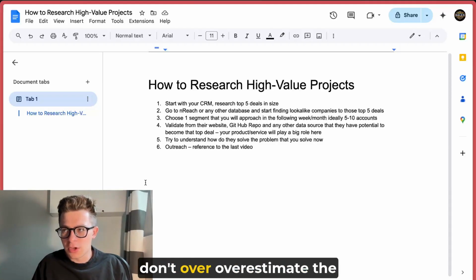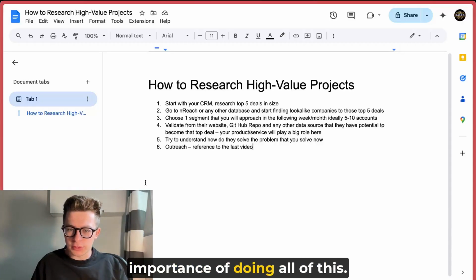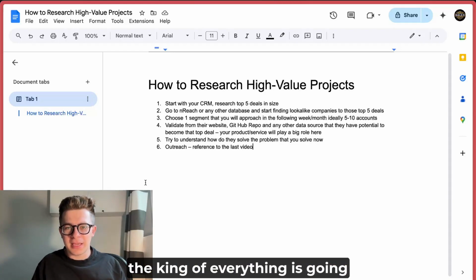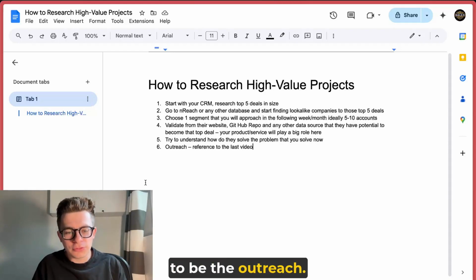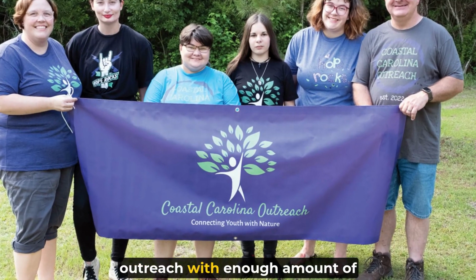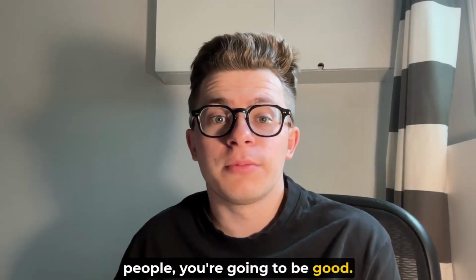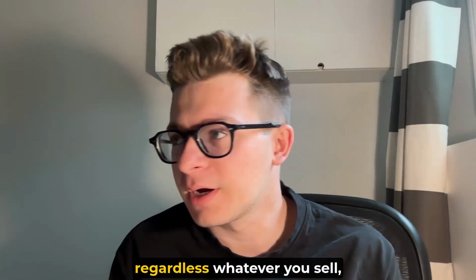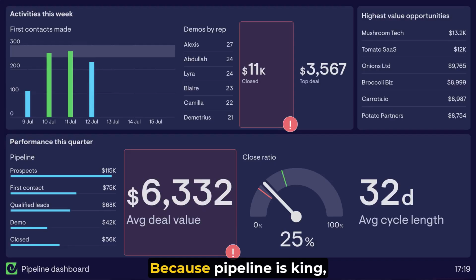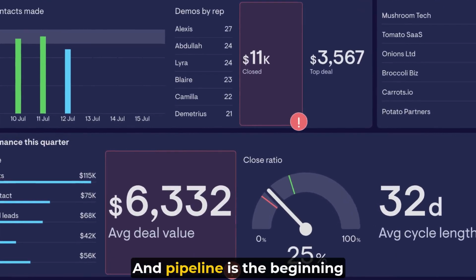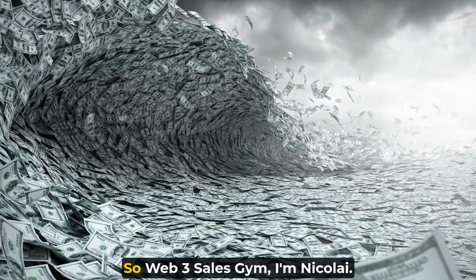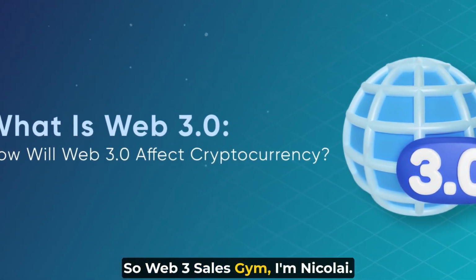but at the same time don't overestimate the importance of doing all of this, because at the end of the day, the king of everything is going to be the outreach. If you do enough outreach with enough people, you're going to be good regardless of whatever you do, regardless of whatever you sell. You're going to be fine, because pipeline is always king, and pipeline is the beginning of all the money.